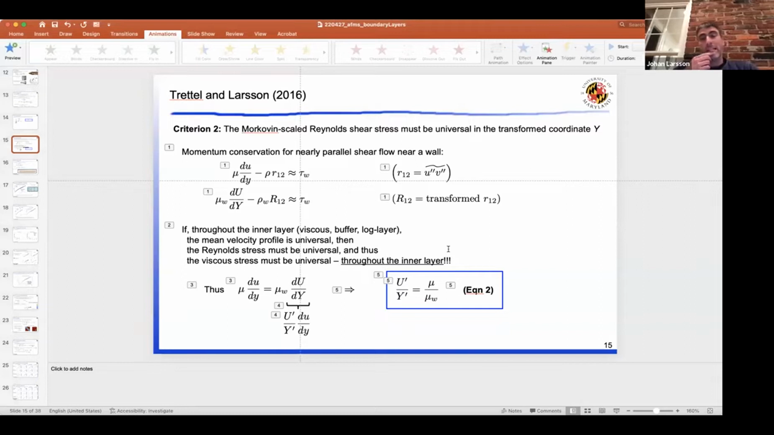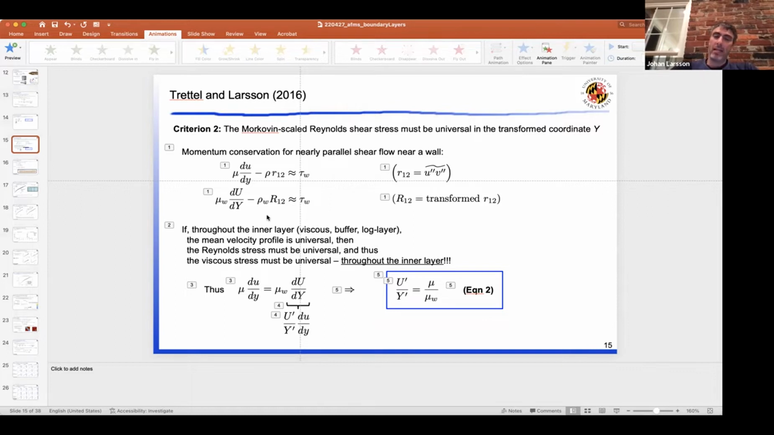Well, I can show you the slide. I can tell you that when Andrew Trettel and I were fiddling with these equations, the second we came down to this final equation that said that the viscous stress should be universal in the log layer, my immediate reaction was, stop, we have done something wrong, because this is ridiculous. And I still, to some degree, feel that it can't be right.